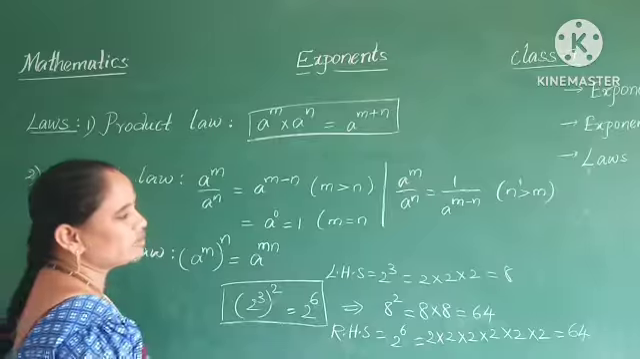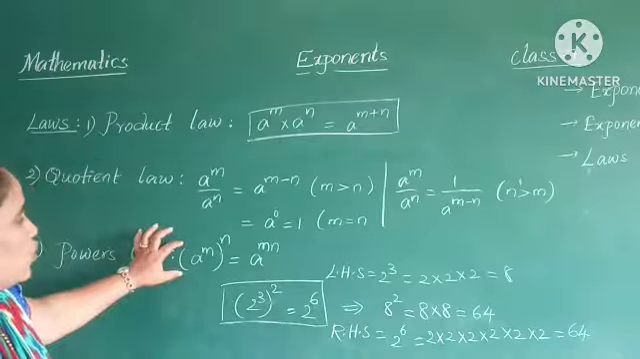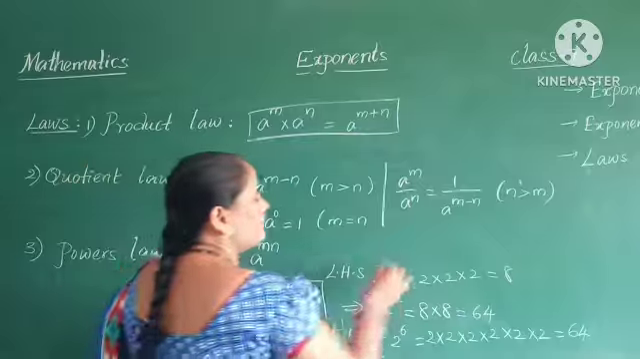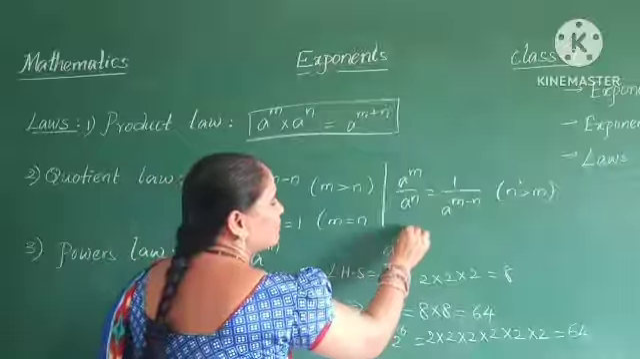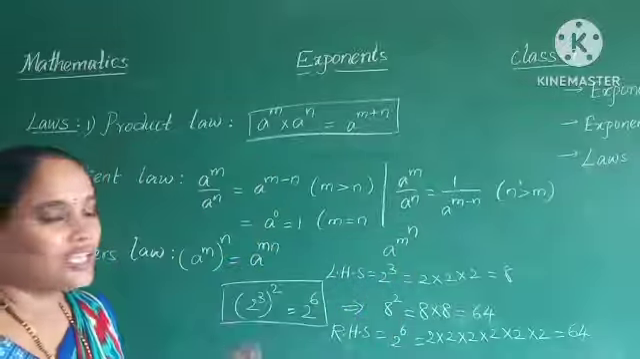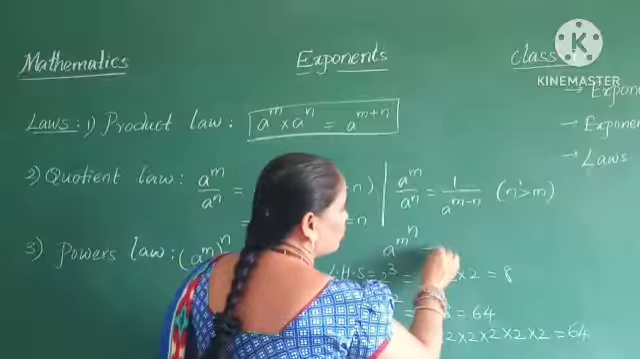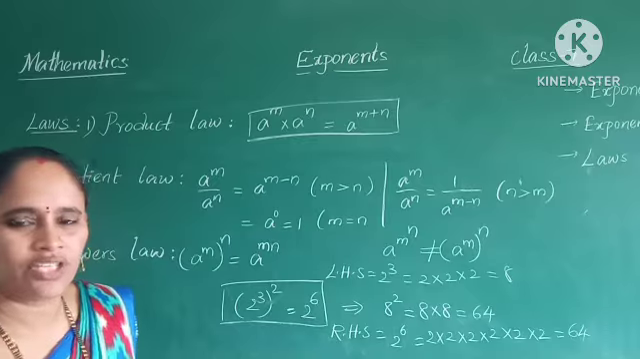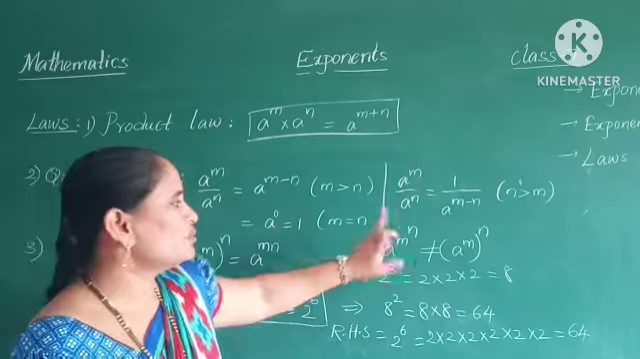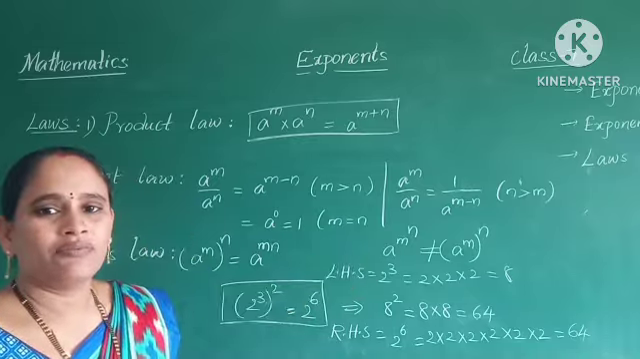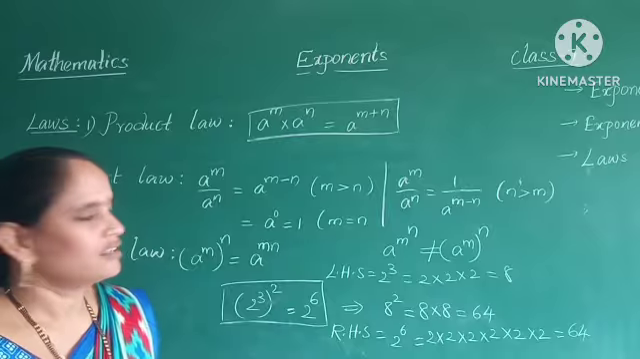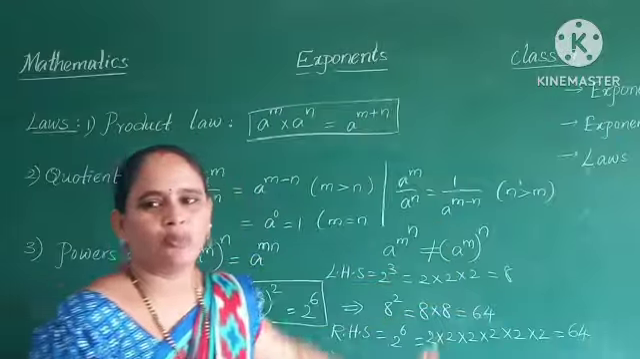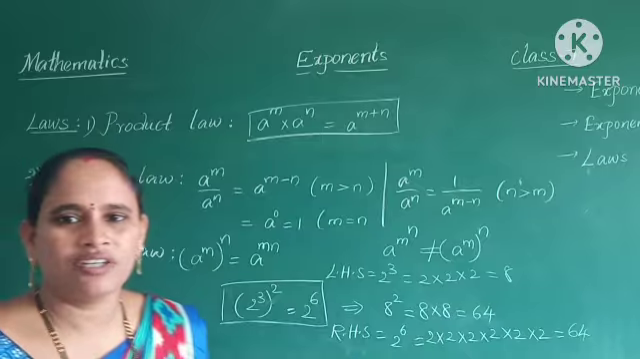In Power's law, one more condition is there. If it is whole power n, then only we multiply these two. Otherwise, a power m power n is not equal to a power m whole power n. Almost 90% of children make this mistake here. A power m power n is different from a power m whole power n. You should remember this condition, don't forget it.